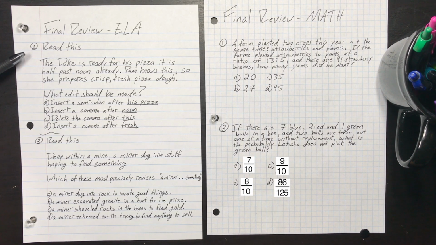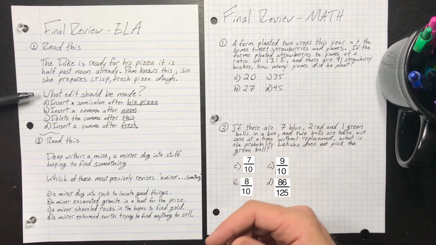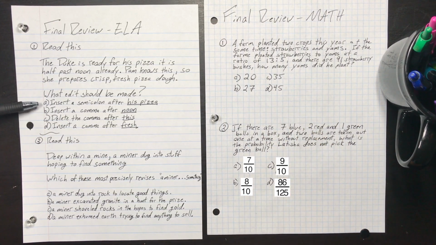Number 1, read this. The Duke is ready for his pizza. It is noon already. Pam knows this, so she prepares crisp, fresh pizza dough. What edit should be made? Go ahead, pause it if you want to give this a shot. Insert a semicolon after his pizza. Insert a comma after noon. Delete the comma after this. Insert a comma after fresh.